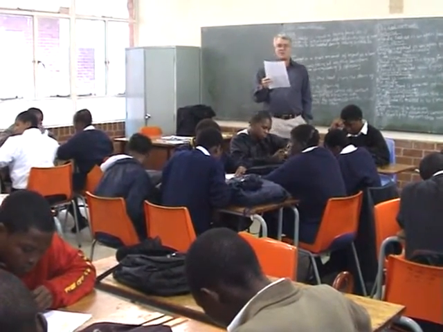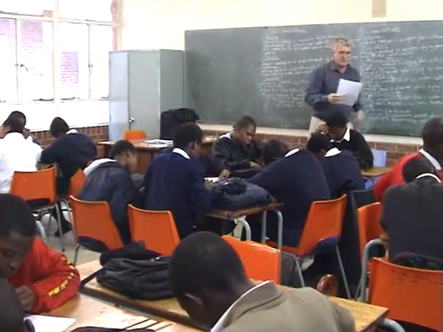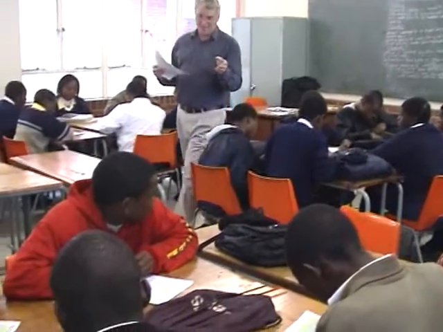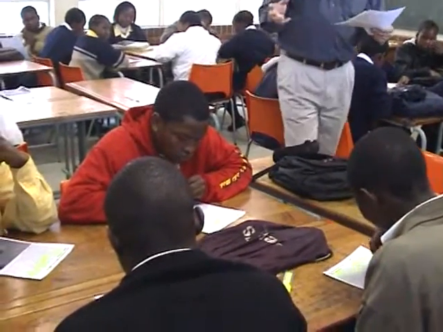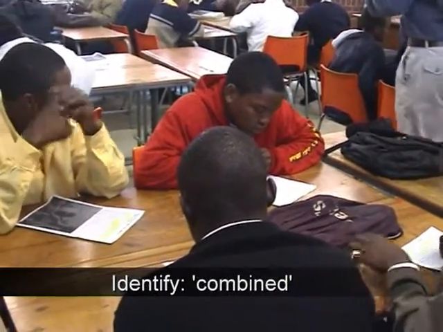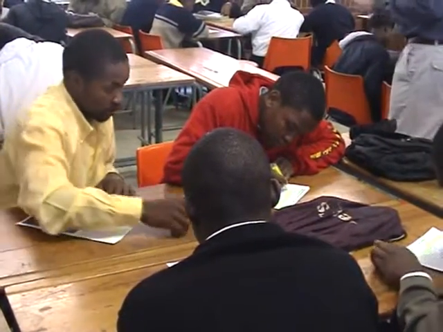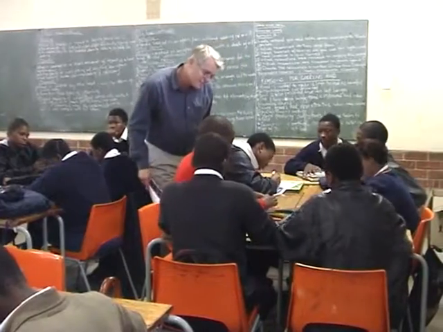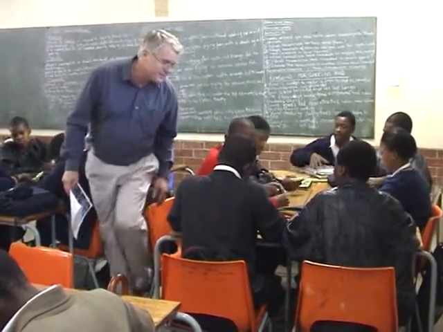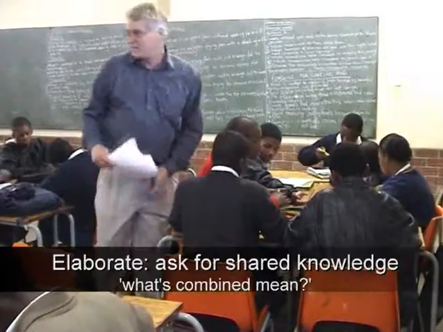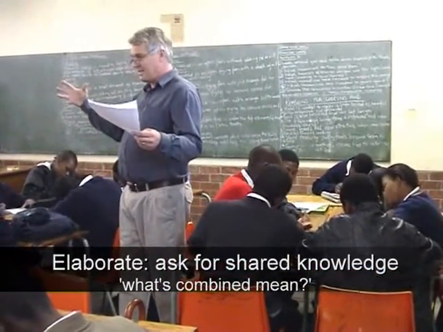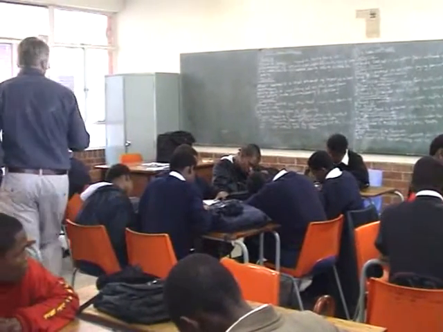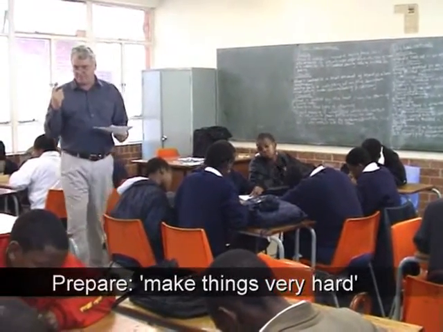Okay. So the various forces of resistance, which we outlined in the previous section, now came together. So these guys over this side, it's your turn. Can you tell me the word that means they now came together? Combined, yes, okay, let's do combined. So the forces of resistance combined. They came together into one mighty force to fight the government. Combined? Beautiful. That's right, guys. So what's combined mean? Combined means come together, that's exactly right. All right. So they combined to make things very hard for the government.